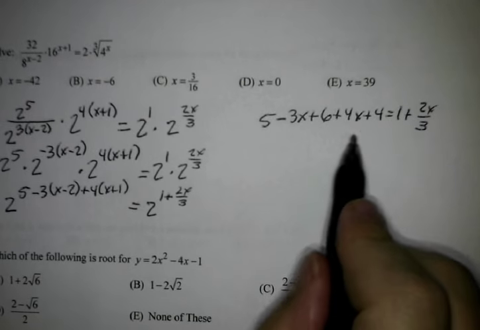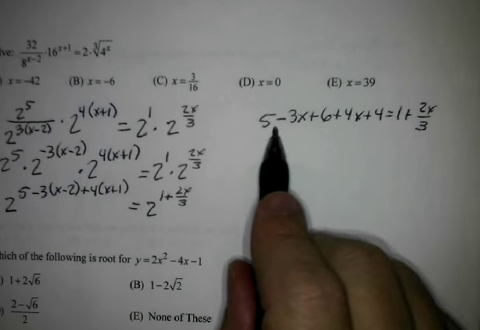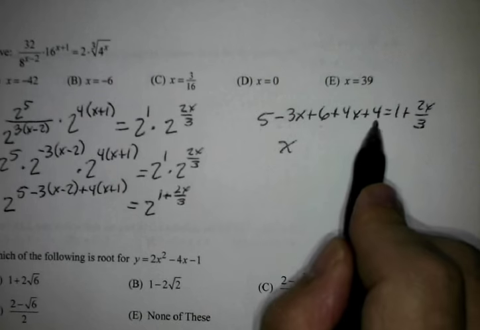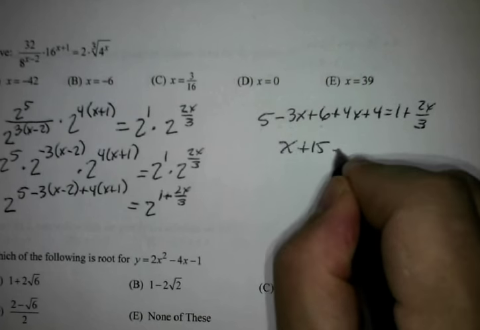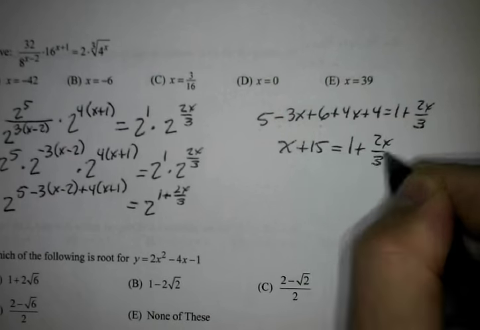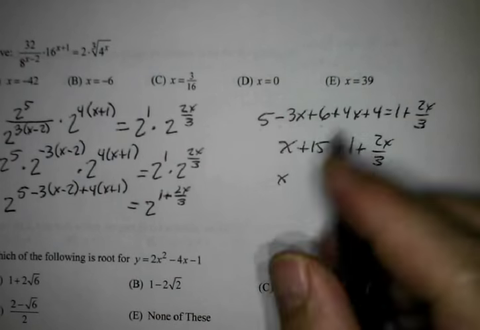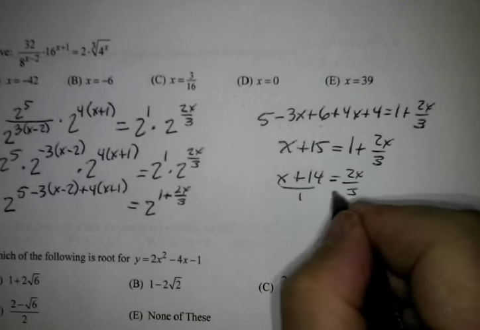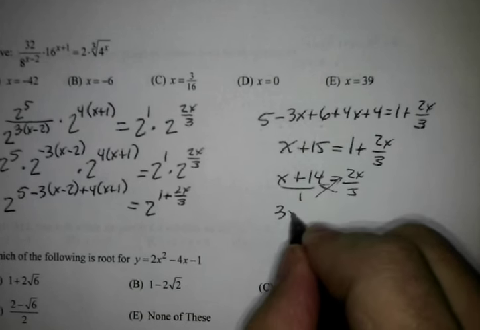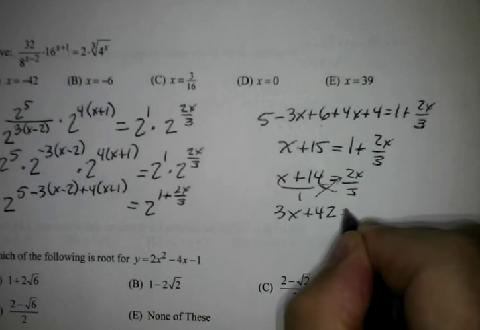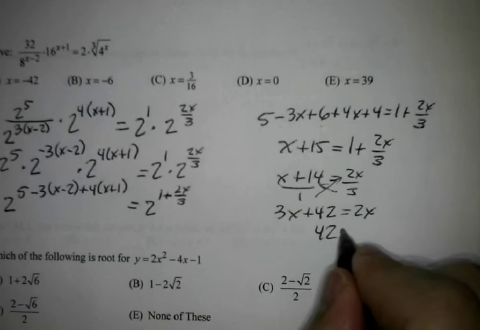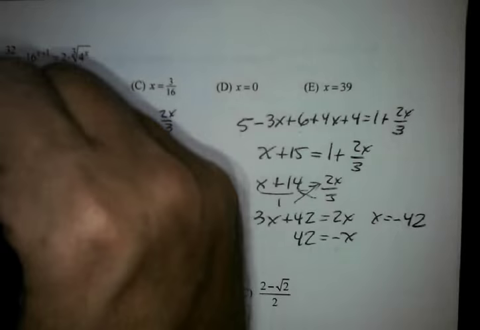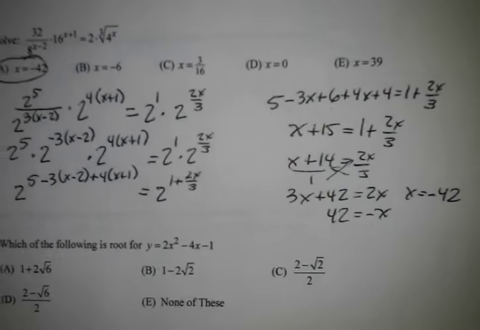I'm going to simplify over on this side first. So I've got 4x minus 3x, that's x. I have 11, or I could do even easier, 10 plus 5 is 15. Equals 1 plus 2x over 3. I'm going to subtract 1. You could use fraction busters at this point if you wanted to. Equals 2x over 3. But I'm just going to actually put this over 1, cross multiply, it'd be the same as doing fraction busters. So 3x, 3 times 14 is 42. Equals 2x. Subtract 3x, I get 42 is equal to negative x. So x equals negative 42. So that'd be my answer.